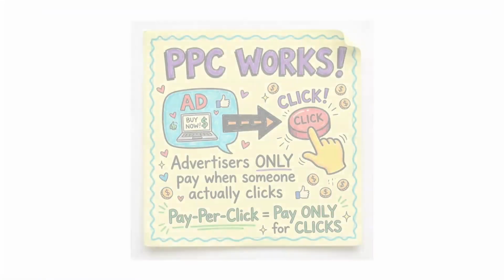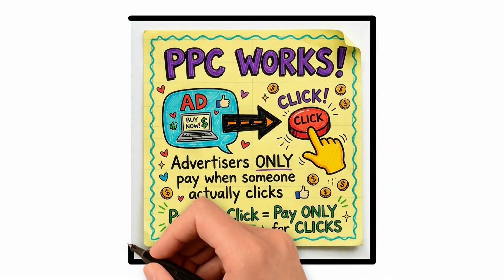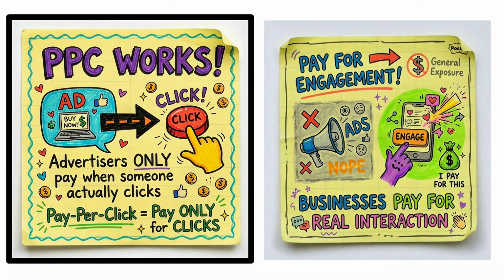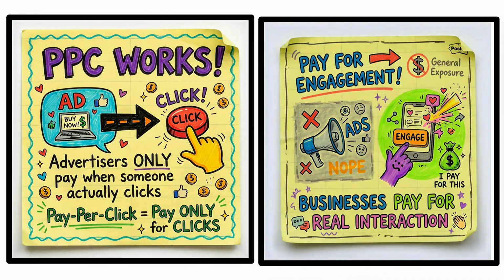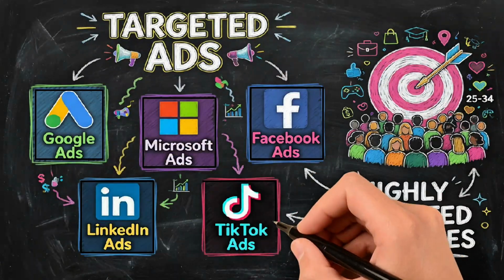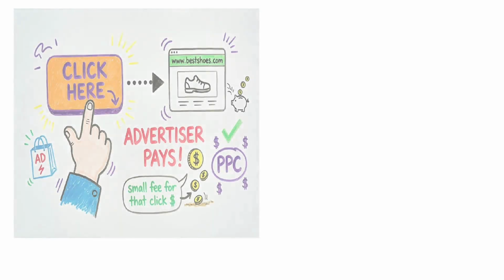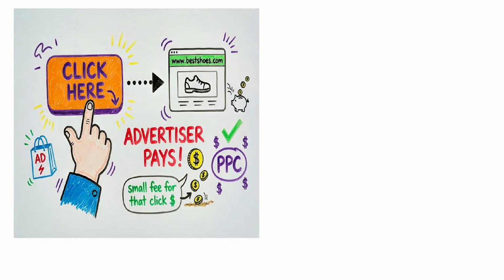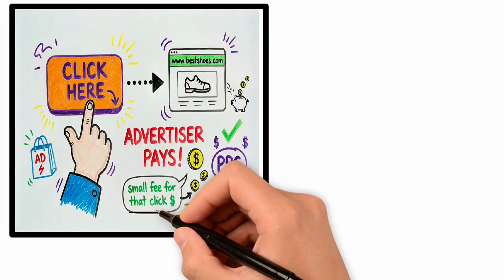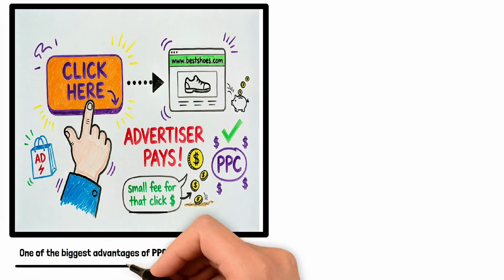PPC works on a simple principle. Advertisers only pay when someone actually clicks on their ad. Instead of paying for general exposure, businesses pay specifically for user engagement. Platforms such as Google Ads, Microsoft Ads, Facebook Ads, LinkedIn Ads, and TikTok Ads allow companies to display ads to highly targeted audiences. When a user clicks on the advertisement and visits the website, the advertiser pays a small fee for that click.